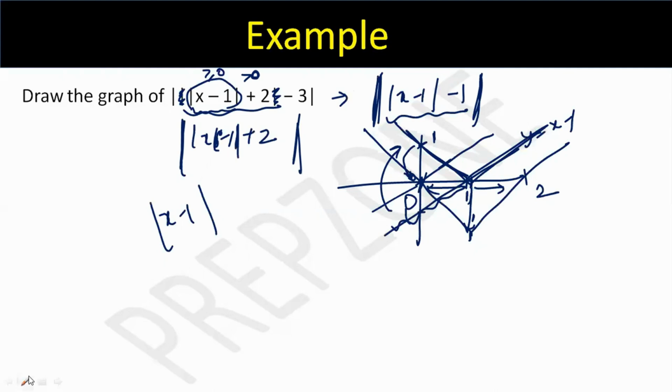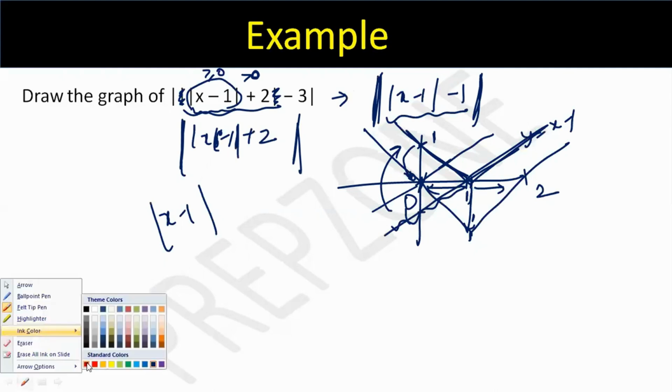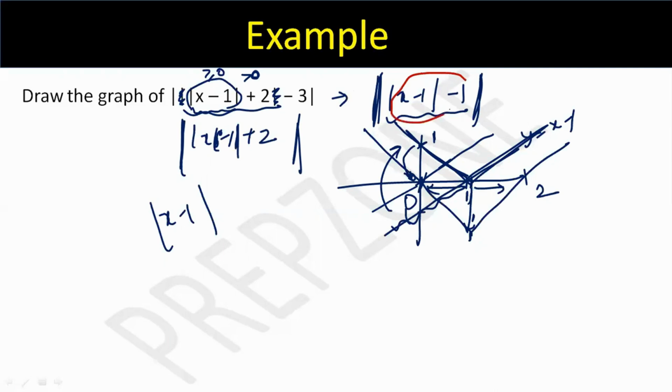Now, the last step is I just have to take its modulus, right? I plotted this graph. Now I just have to take its modulus. So taking the modulus basically means whatever is positive will remain positive. Whatever is negative, I will just take its mirror image. So this is how the graph looks like. This was minus 1, so this now will become plus 1. And this is the final graph, it's going to be W shaped. And this is the final graph of the question.